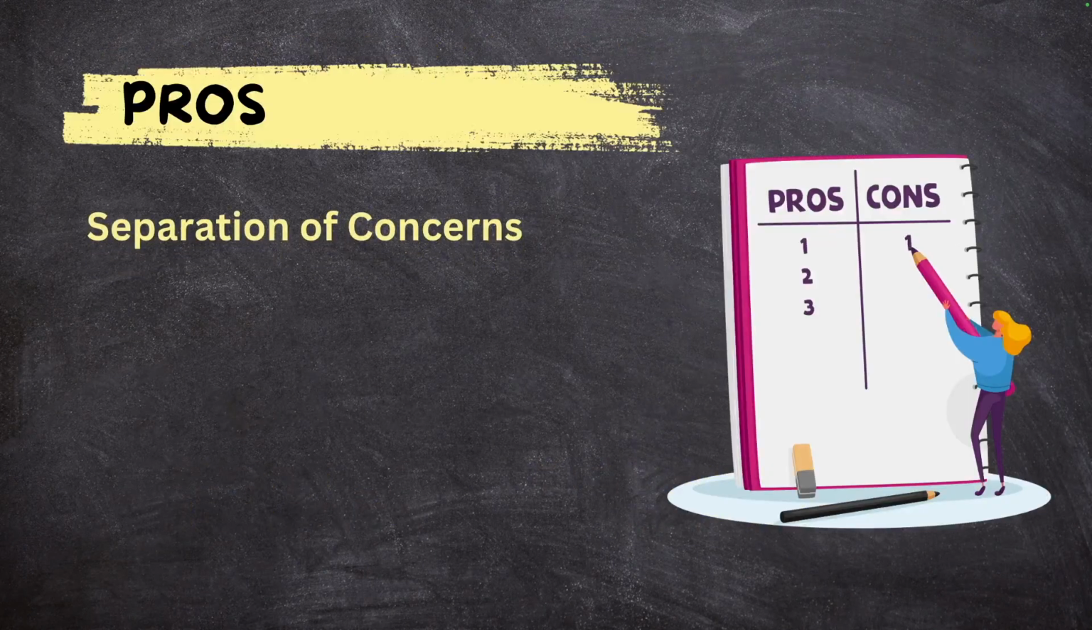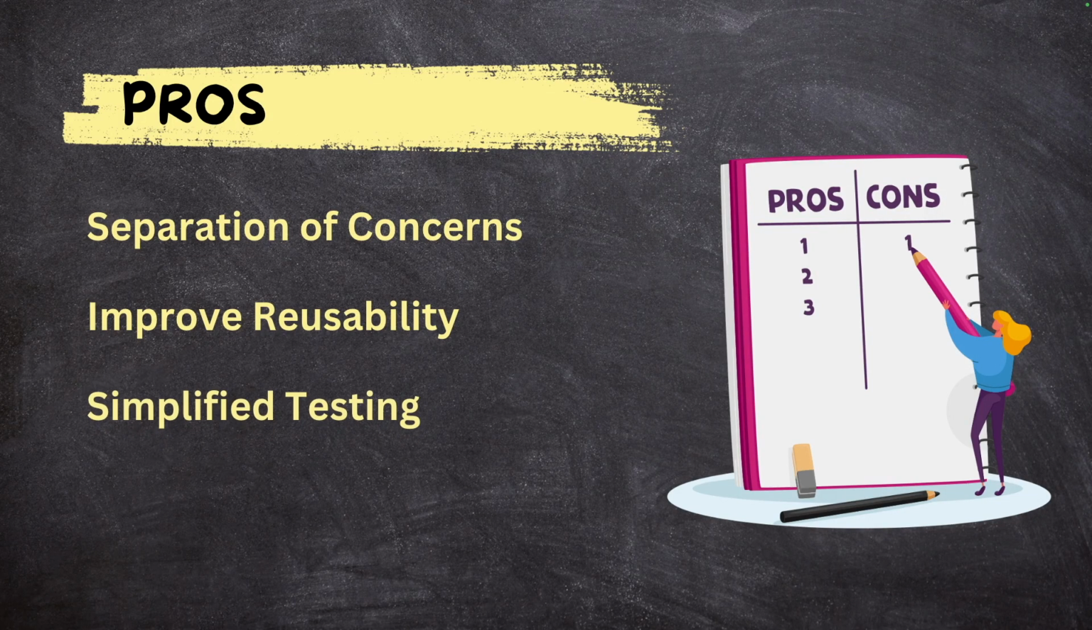So if we go for the pros, the first one is the separation of concern. In separation of concern, we actually divide them into container and presentational components. The next one is the improved reusability. Presentational components can be easily reused in different parts of our application as they don't depend on any state or logic. Third is the simplified testing.